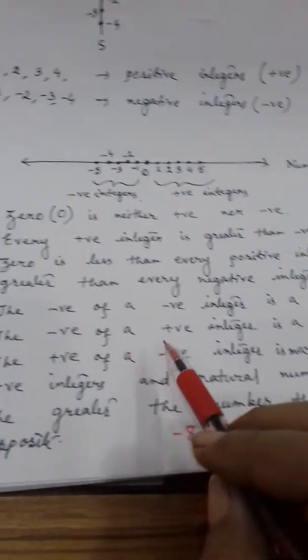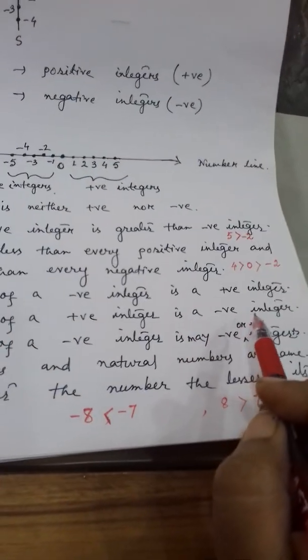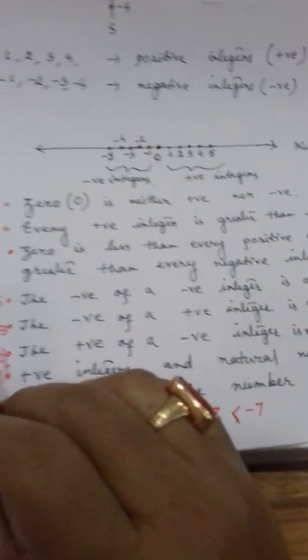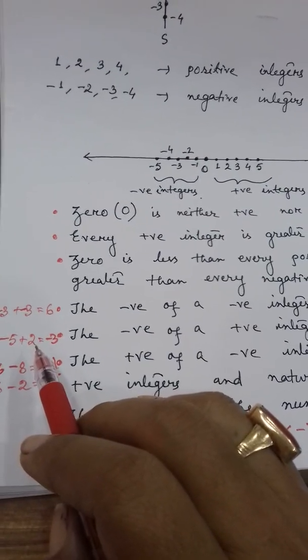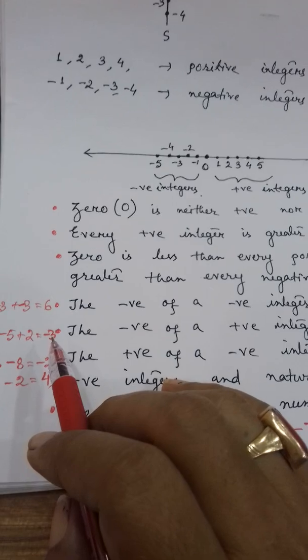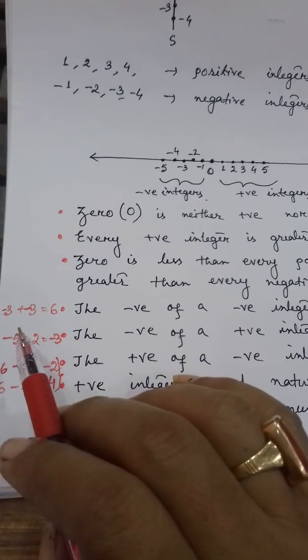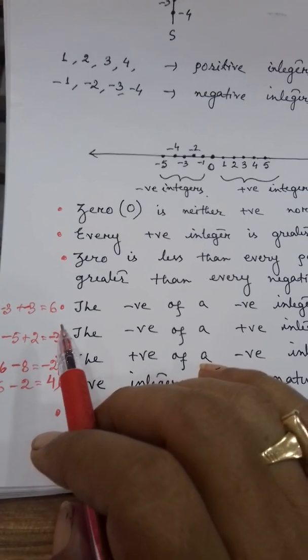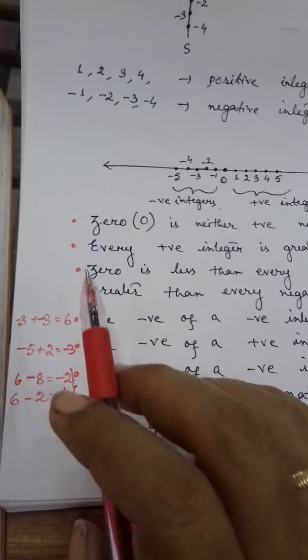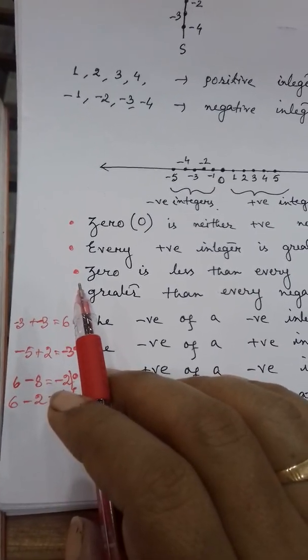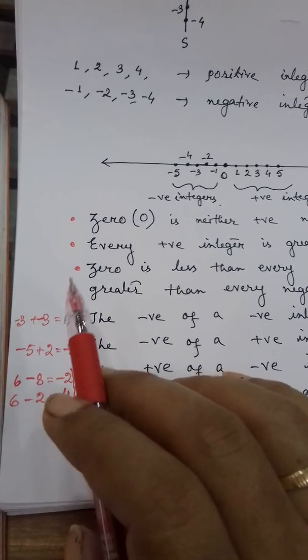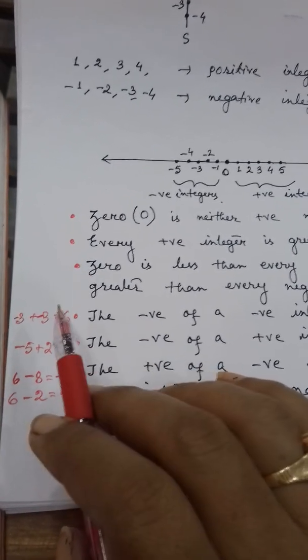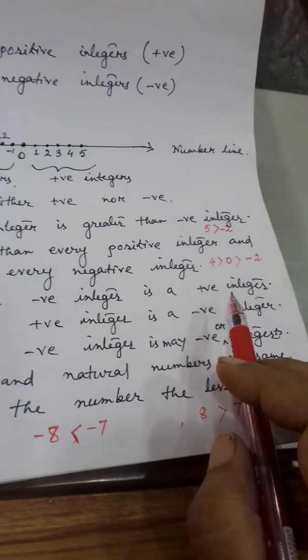Next, the negative of a positive integer is a negative integer. That means -5 plus 2, if you consider, it will be what? -3. One positive integer and one negative integer, if you do the operation, what will you do? You will do subtraction. Two negative integers, if you do the operation, what will you do? You will add. That's why it is given here as a positive integer.